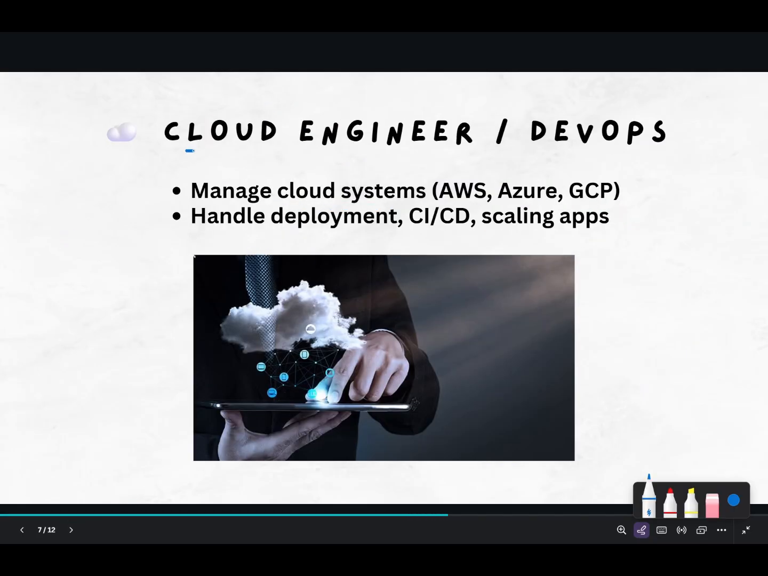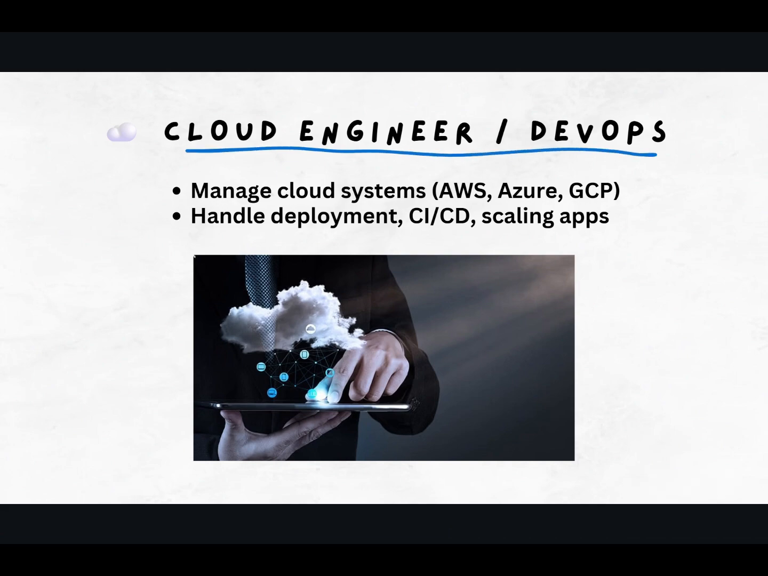Okay, so there's something called a cloud engineer or DevOps engineer, and what they do is that they manage cloud systems like AWS, Azure, GCP. GCP is Google Cloud Platform, Azure is by Microsoft and AWS is by Amazon. So they handle deployment, CI/CD pipelines and the scaling of applications.